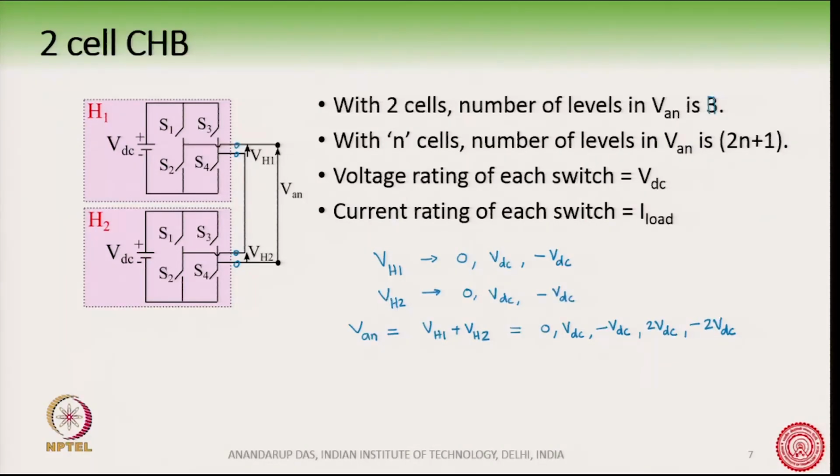So, there is a mistake here. This should be 5. With 2 cells, number of levels in VAN is 5, and these are the 5 possible voltage levels. Okay.